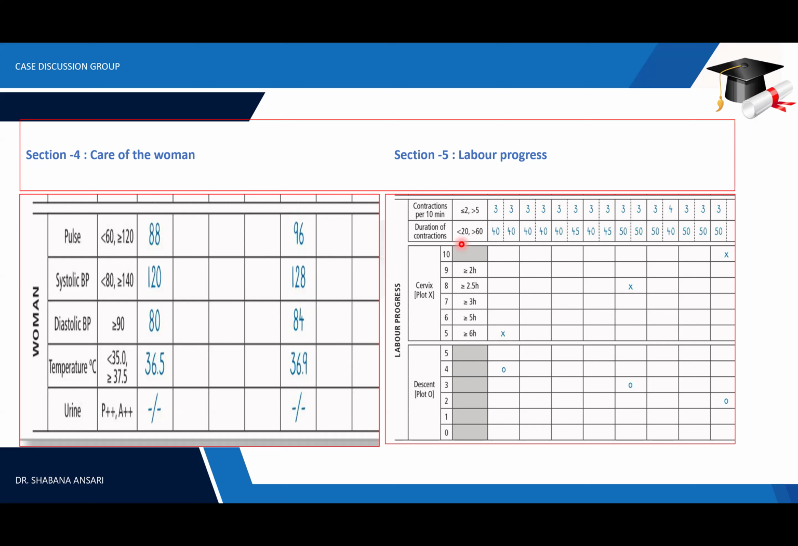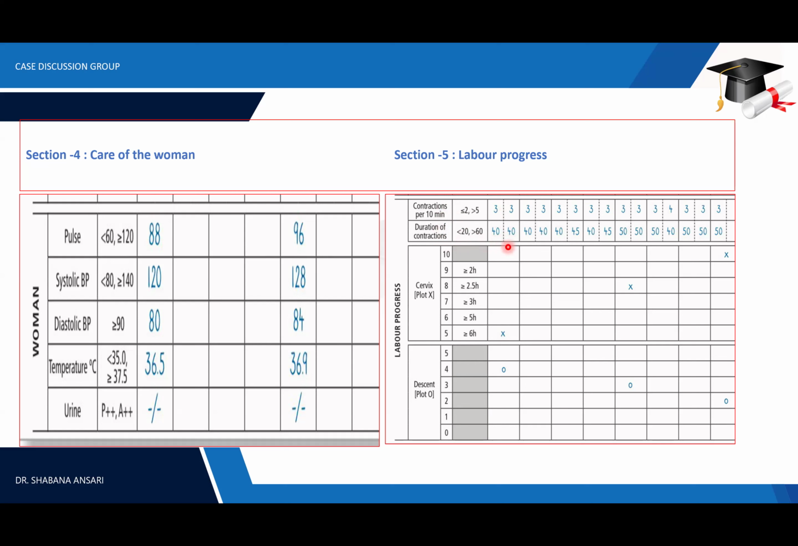If it is normal, then we have to enter it here. And in the first stage of labor, what's the interval to measure the frequency and duration of contractions? Every how many minutes? Half hourly, every 30 minutes. And in the second stage of labor, every 15 minutes.